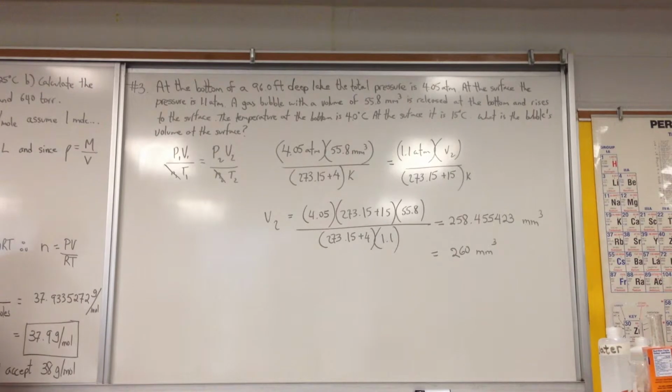A gas bubble with a volume of 55.8 millimeters cubed is released at the bottom and rises to the surface. The temperature at the bottom is 4 degrees Celsius. At the surface, it is 15 degrees Celsius. What is the bubble's volume at the surface?